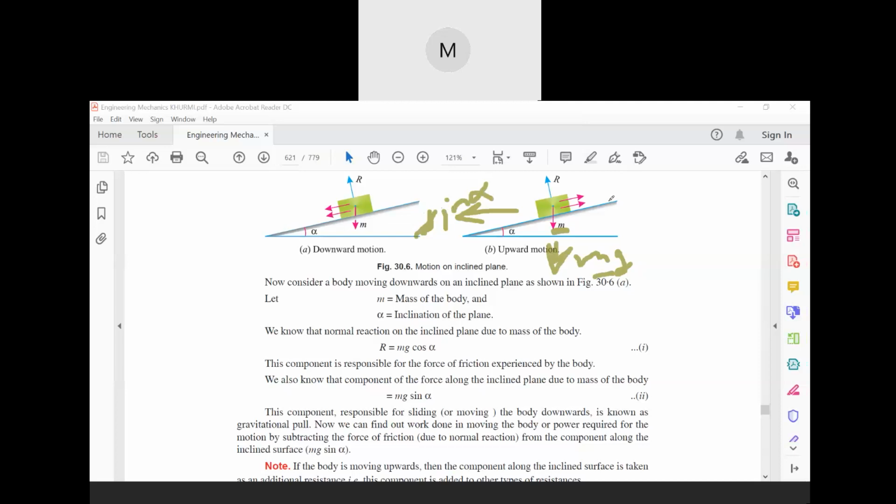Yes, sir. ये साइन होगा ना. तो अगर ये साइन होगा तो क्या होगा यहाँ पे? बोलो. ये mg sin alpha होगा कि नहीं? This will be mg sin alpha or not? ये cos हो गया. So if this is sin alpha, then what happens?